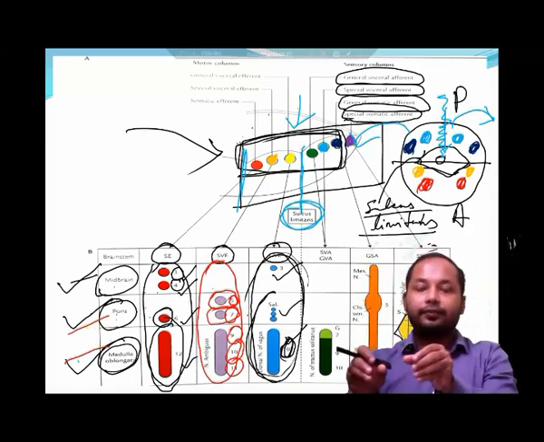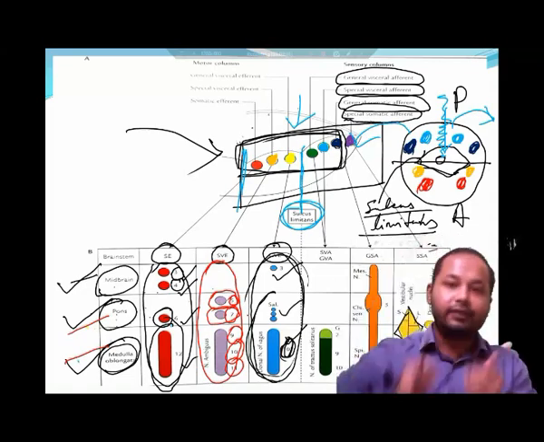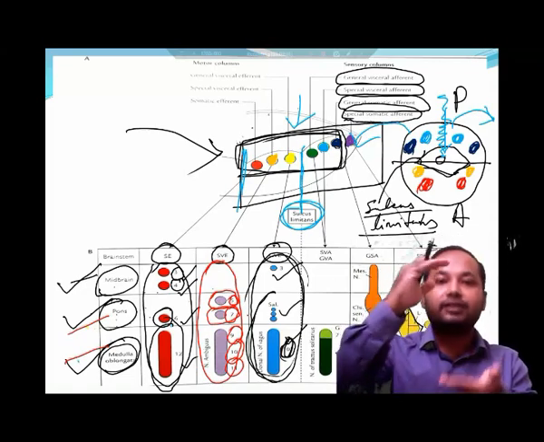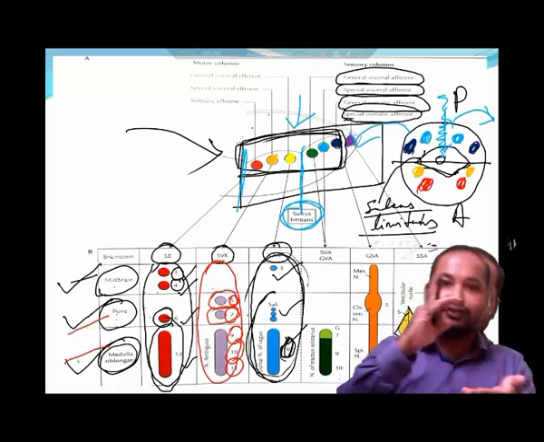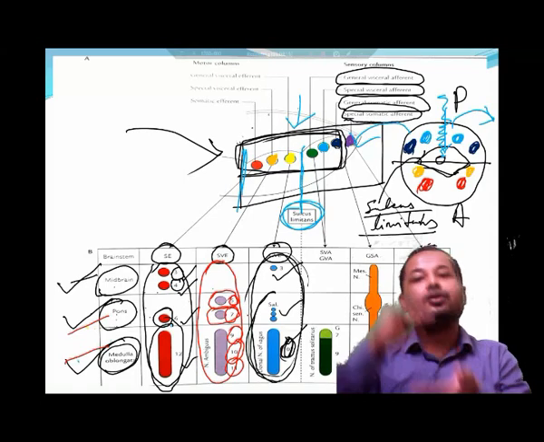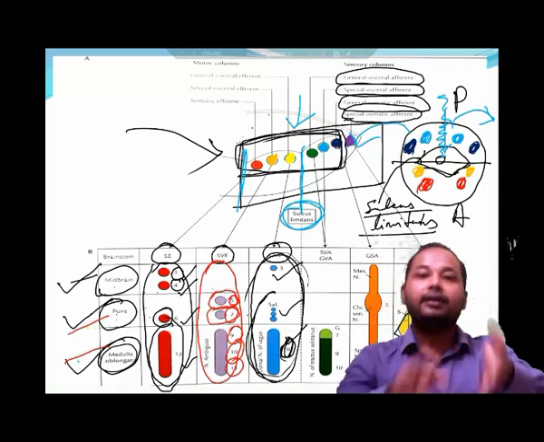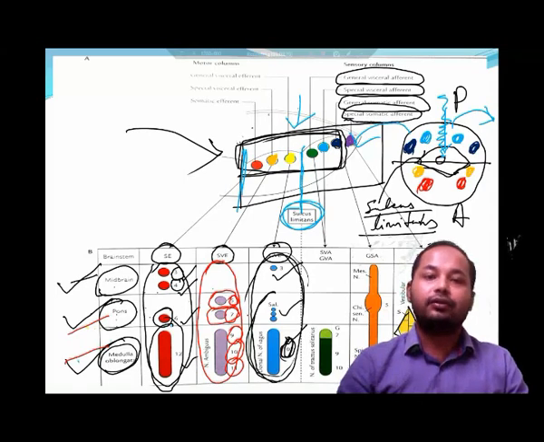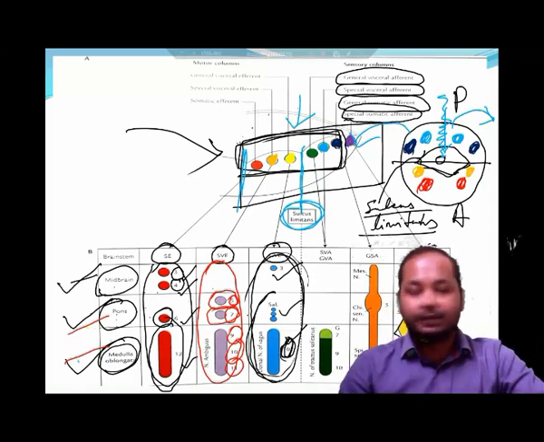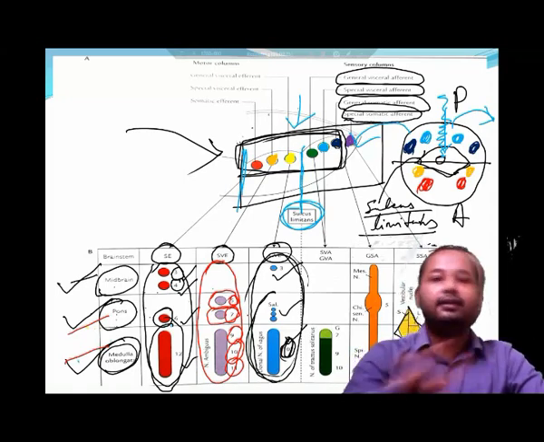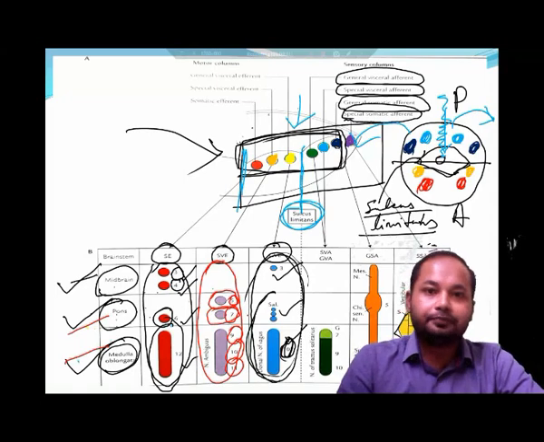Which are spanning intermittently or continuously, and carrying out the special functions, either the general functions or the special functions or the visceral functions. Now the path by which the neurons are reaching the respective parts, they are the cranial nerves. Are you getting my point?